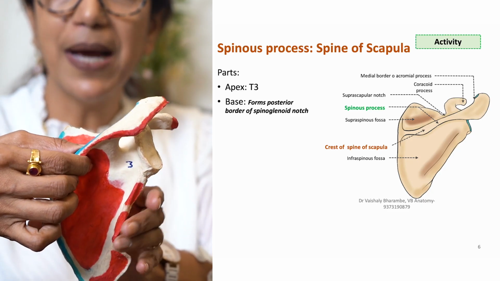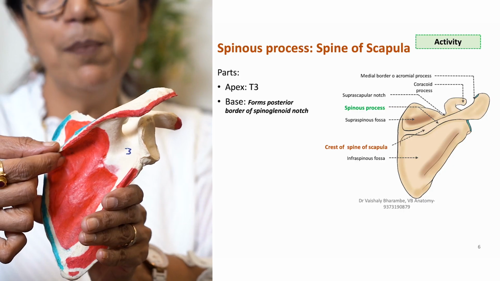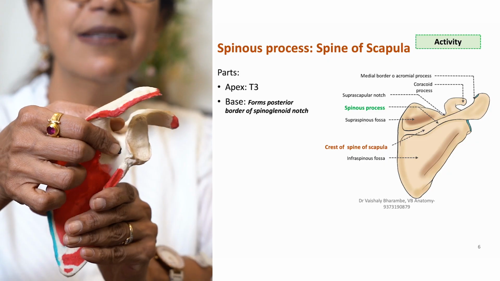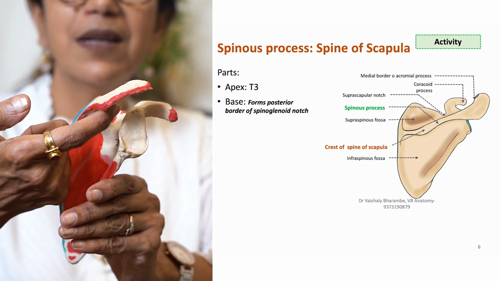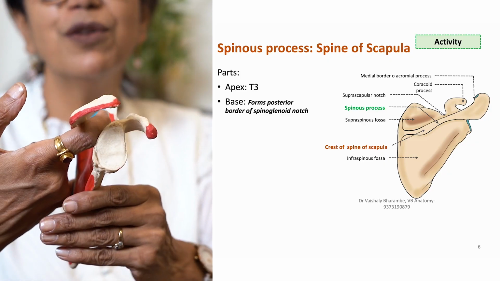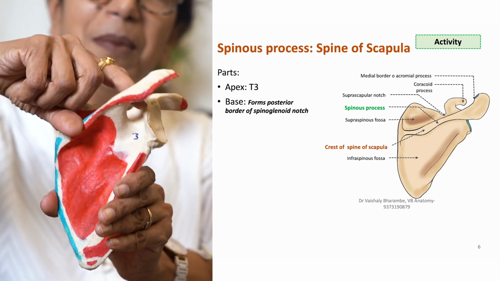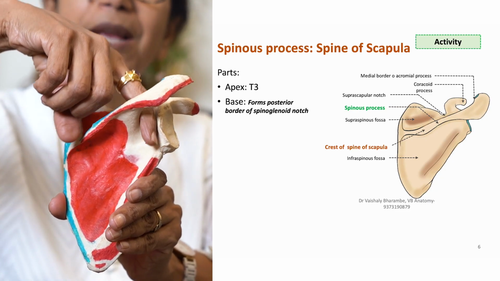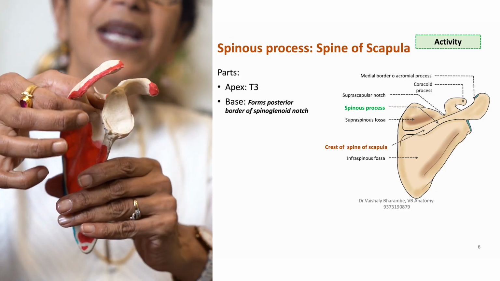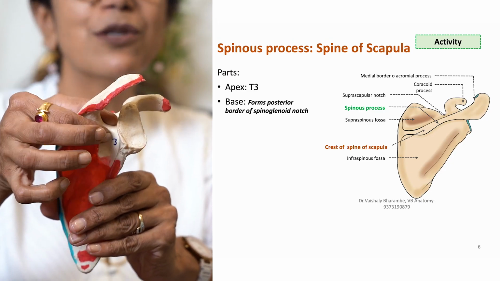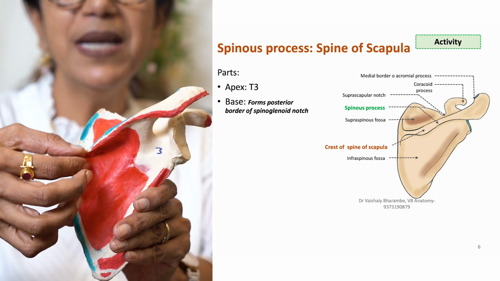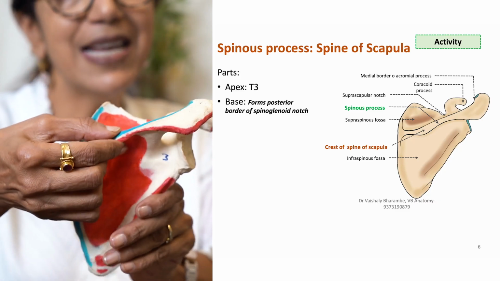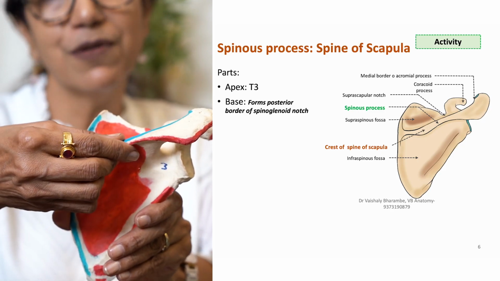Remember, this is the spinous process of scapula. It has an apex which meets the medial border, the narrow end, and then it laterally widens out, till it forms the base. The base is the same edge which forms the spinoglenoid notch. Remember my finger going from the supraspinous fossa to the infraspinous fossa? This is your spinoglenoid notch. This bony ledge is called as the base of spine of scapula. So apex and base. The spine of scapula also has something called as a crest. So this edge which is coming posteriorly is the crest of spine of scapula.